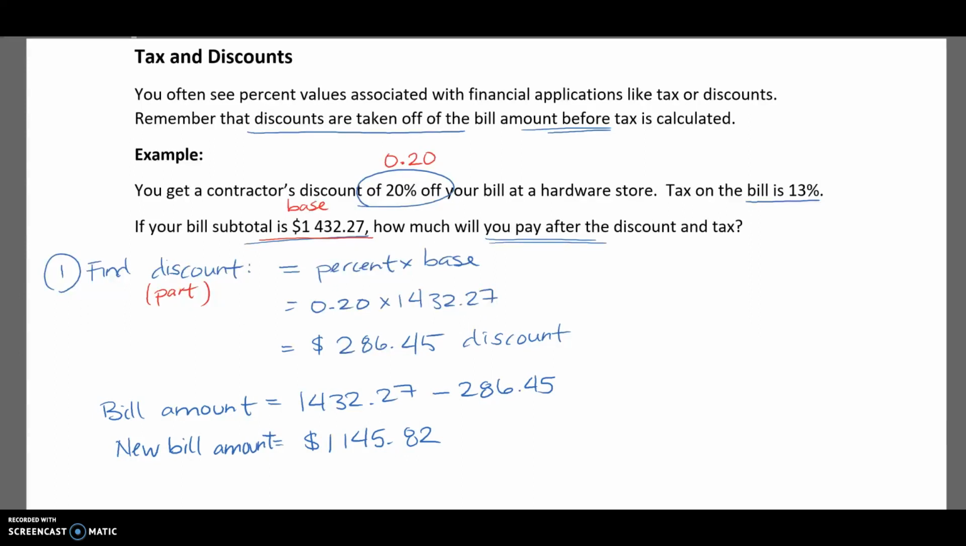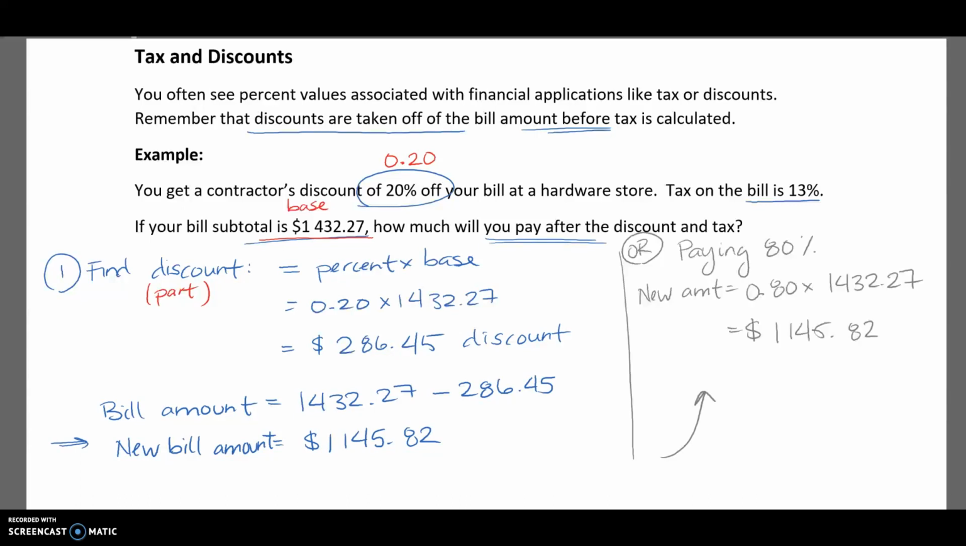Maybe you think about this question in a different way. If you have, pause the video, try and think of another way to solve this to figure out what the new bill amount is after the discount, and then check and see how you did. You may have thought about the problem this way. Instead of looking at finding out what 20% off is, you could think about it as you're only paying 80% of the bill. So the part of the bill that you're paying is 80% as a decimal, 0.8, times the bill amount, or $1,145.82. Either way, we've found out how much we're going to be taxed on.